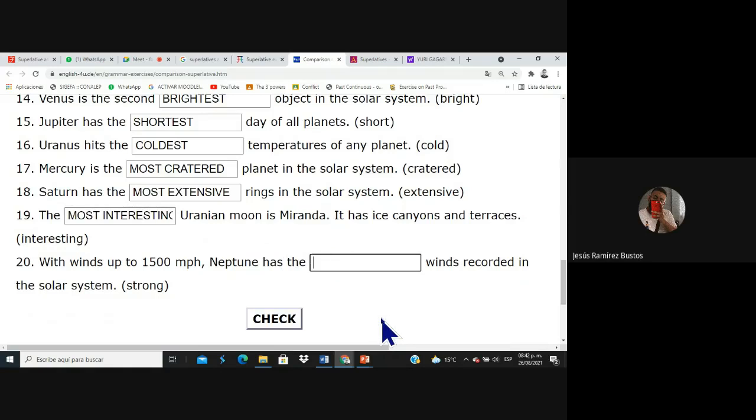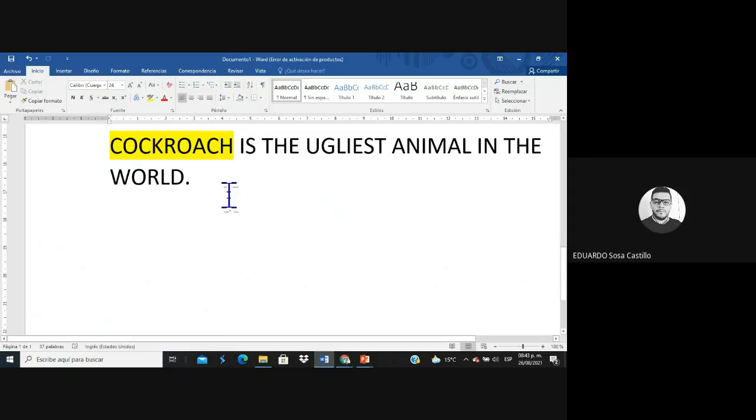And with winds of 1,500. Do you understand this in English, Jesus? No, it's miles per hour. But in Mexico, Jesus, we use kilometers per hour, no? But okay, in the USA you know it's miles, okay?